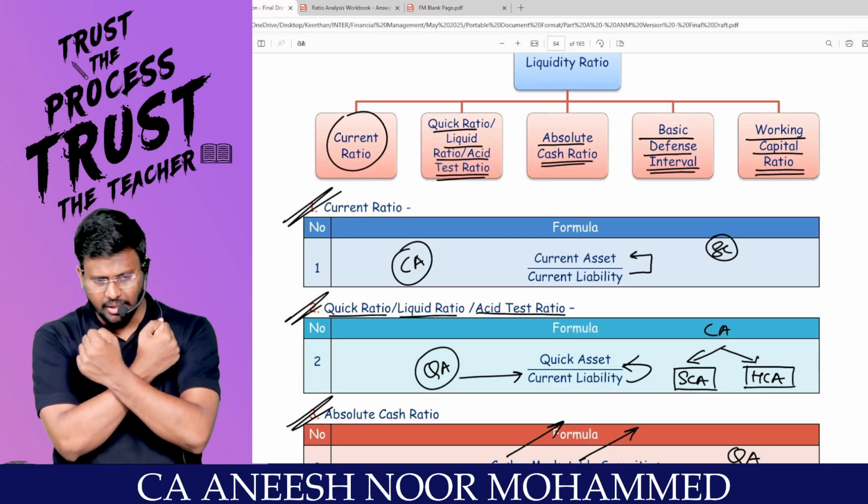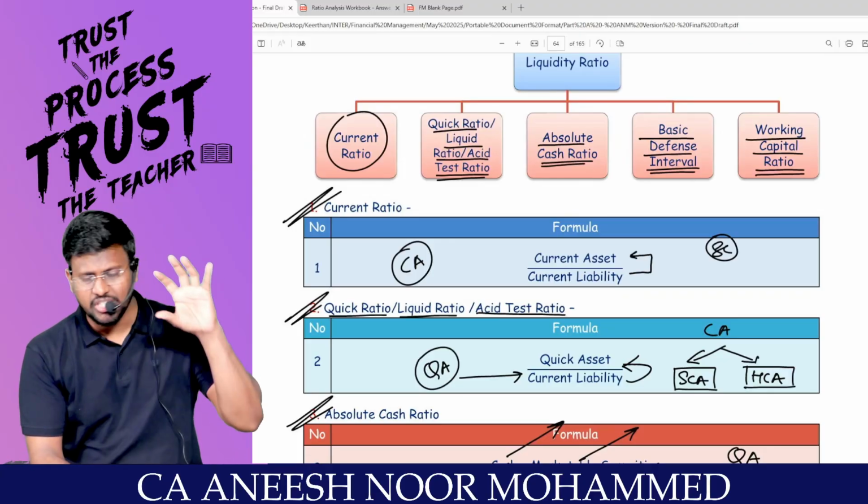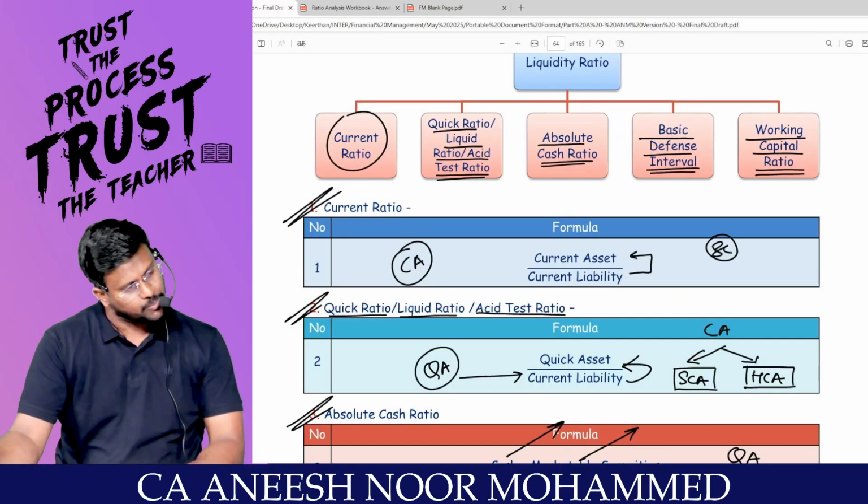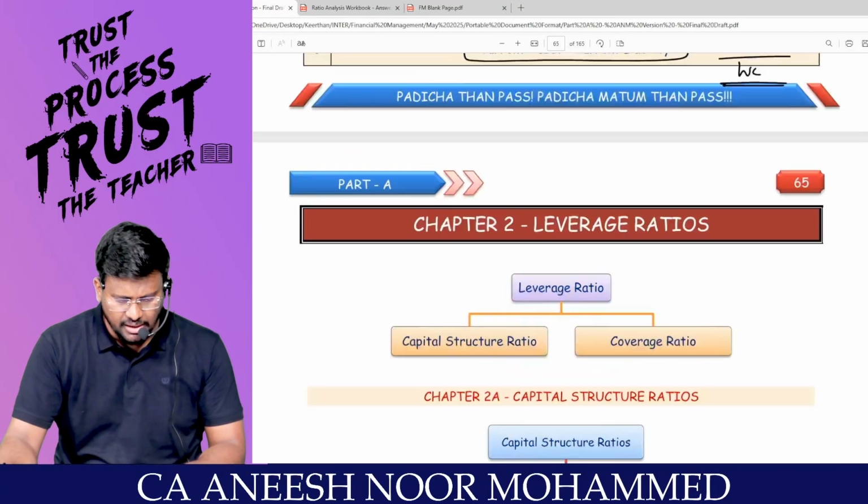Basic defense interval means, sir, I am having this much of quick asset, how many days it will run without disturbance, divided by cash expenses per day. Working capital means current asset minus current liabilities.